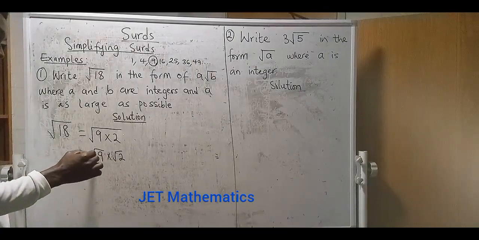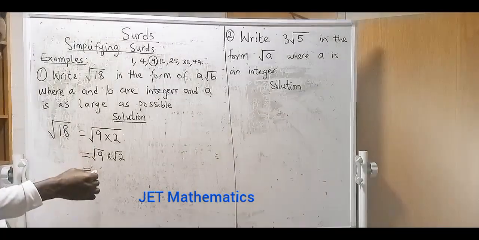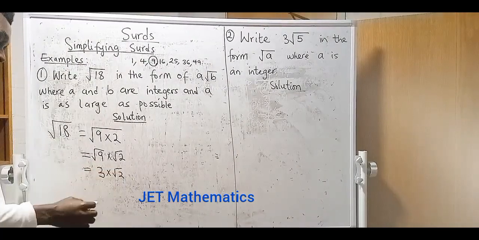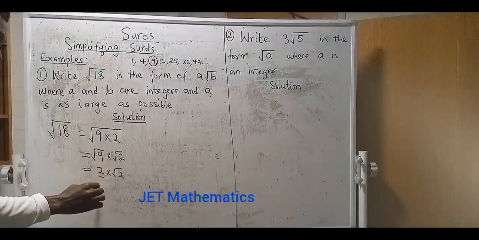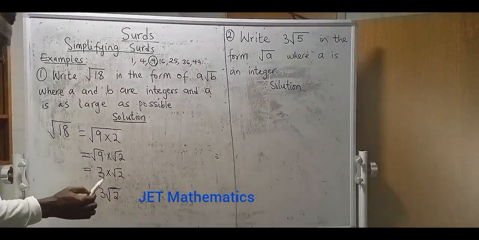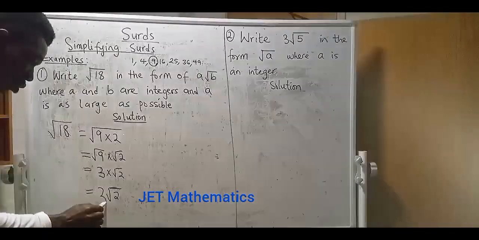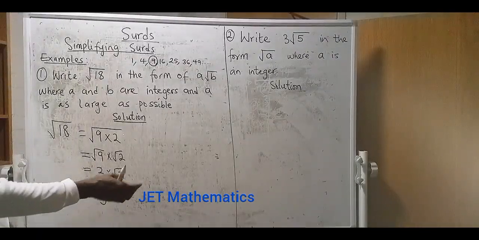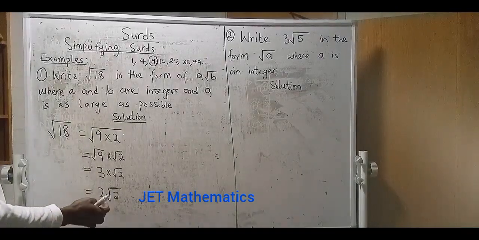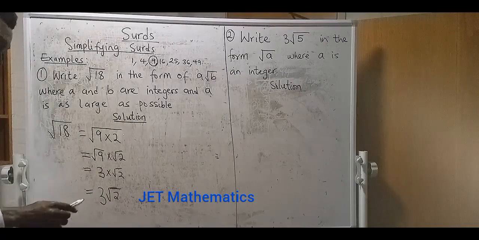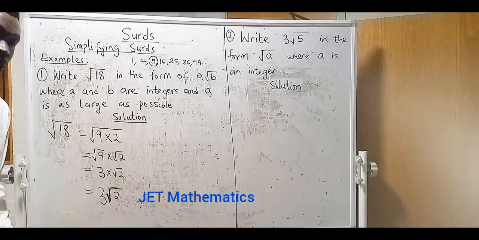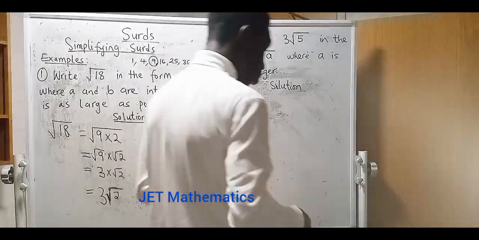So there you can see square root of 9. This is not a surd number, so square root of 9 is 3, times root 2. That is very easy. 3 times root 2 is 3 root 2. So we've been able to express it in the form a root b, 3 root 2. So a is 3 and b is 2. That's quite easy. All right, let's see the second example.